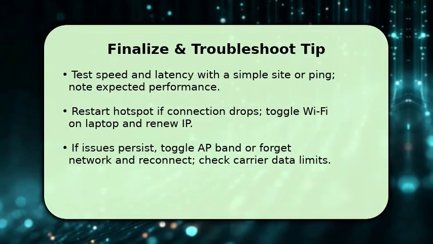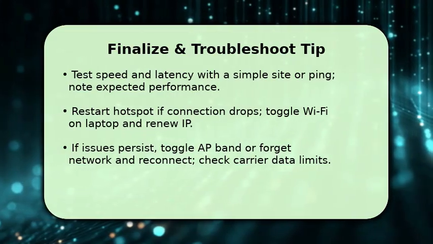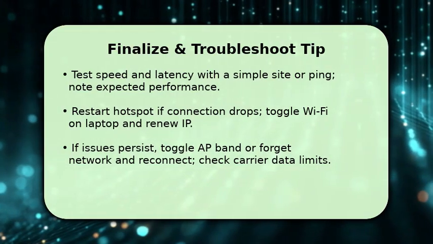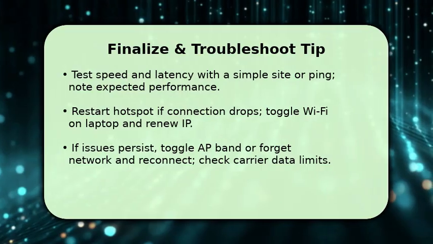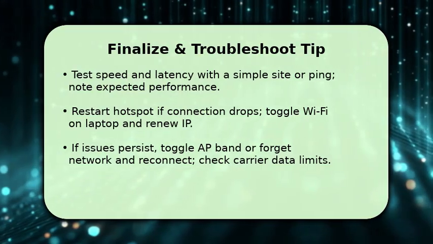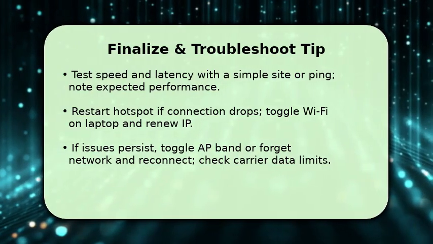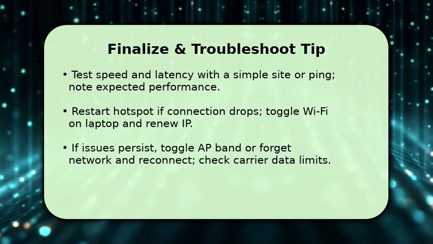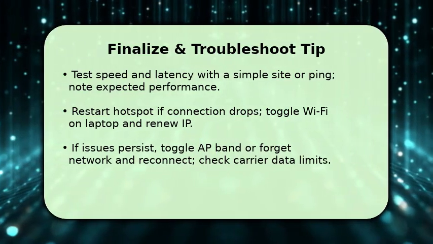Once done, configure Auto Connect if you want convenience, but make sure you turn off the hotspot when finished to save battery and data. If the link drops, restart the hotspot app and toggle Wi-Fi on your laptop. And here's one key troubleshooting tip. If problems continue, forget the network on your laptop and reconnect after switching the hotspot's band. This often clears IP or interference issues.